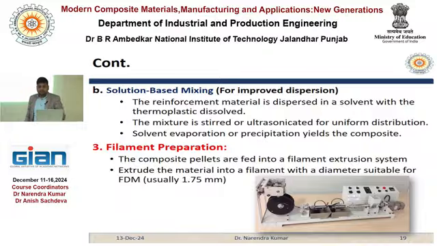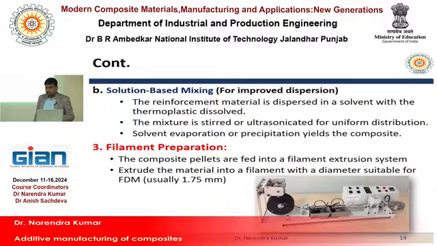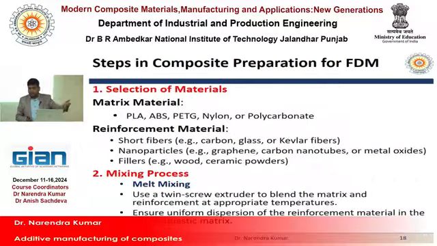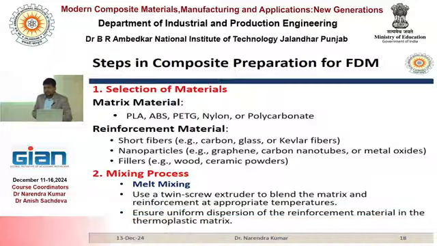Melt mixing means here I can use a twin screw extruder. I will directly feed my reinforcement and the matrix material into the hopper, and then I will just rotate the screw, where we have a heating arrangement similar to the FDM, and then the material will be mixed through melting only.